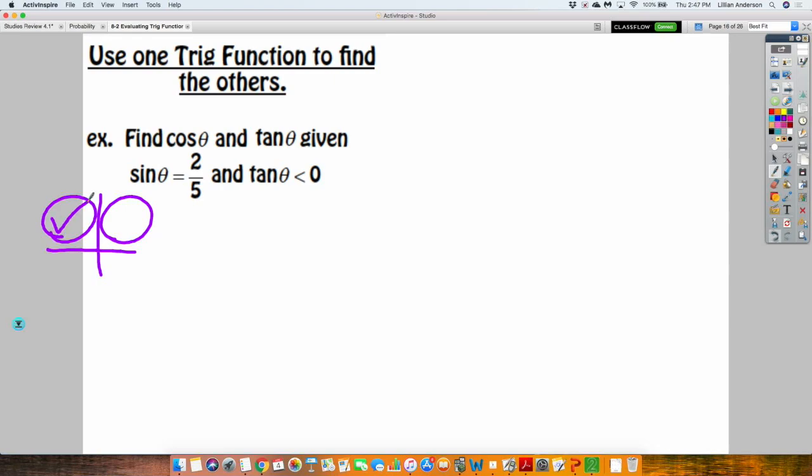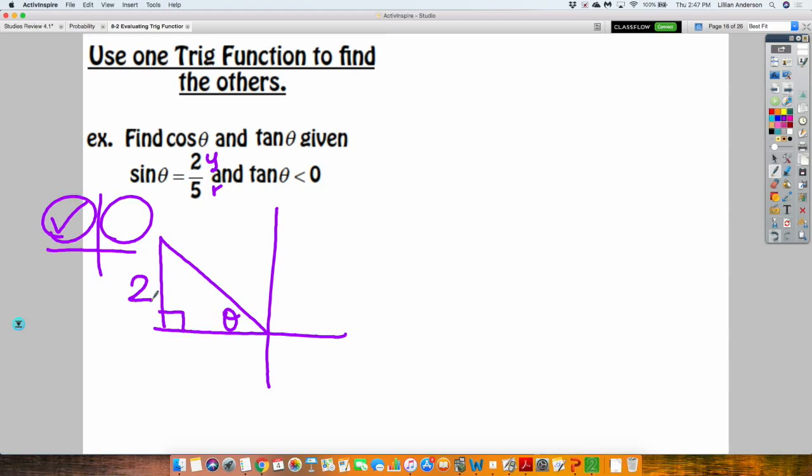So to determine the cosine and the tangent of theta, we need to draw a right triangle in the second quadrant and label our sides based off of the fact we know that sine theta is 2 over 5. Sine is what over what? Or y over r. We're going to label our triangle based off of this information. So y is 2, r is 5.